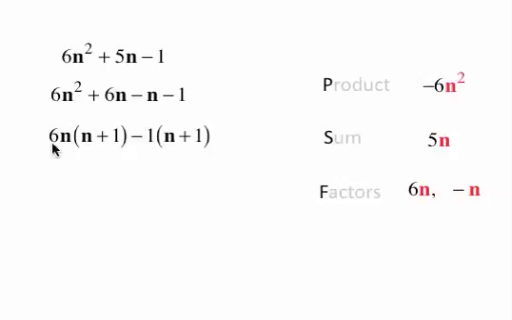Okay? Now, because they're identical, I'm going to factor them out. And I get n plus 1. I'm left with the 6n and the minus 1. Okay? And that's it. We've fully factored, and the result is n plus 1 times 6n minus 1.